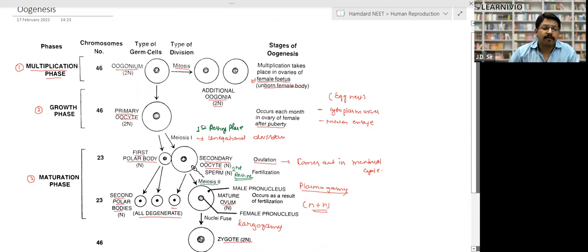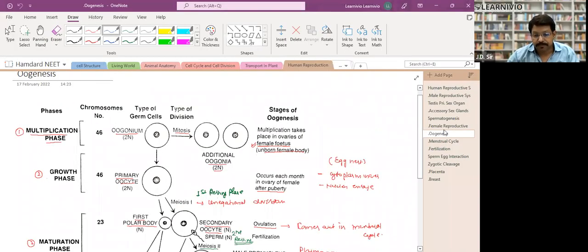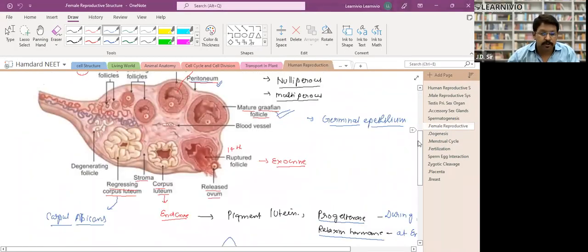Every ovary has some germ cells, and in the previous slide I told you there was a germinal epithelium. Let me show you that slide again. Look, in the female reproductive structure, this is the ovary. In the ovary there are some follicles. These are the follicles.